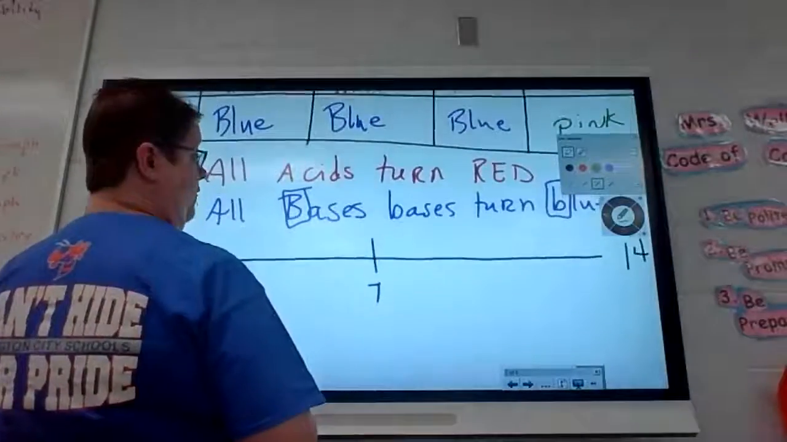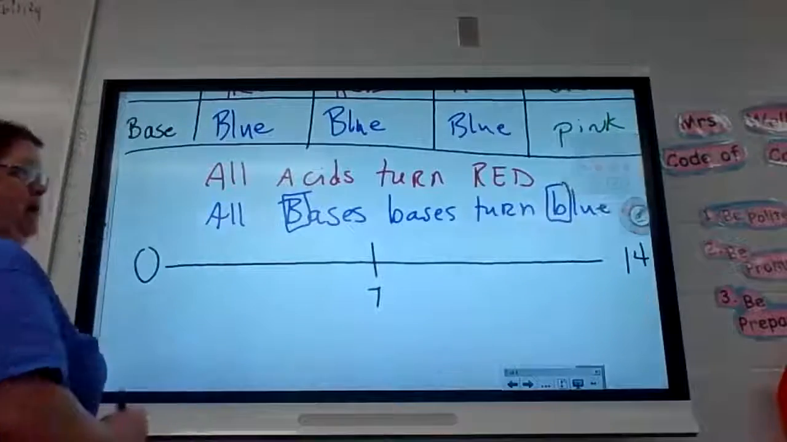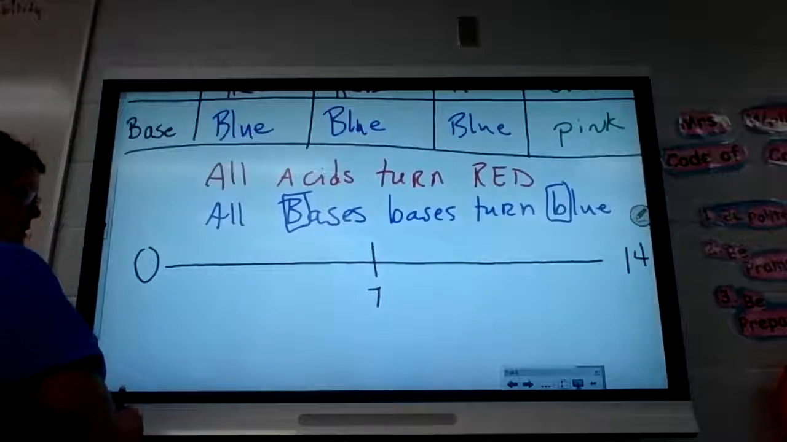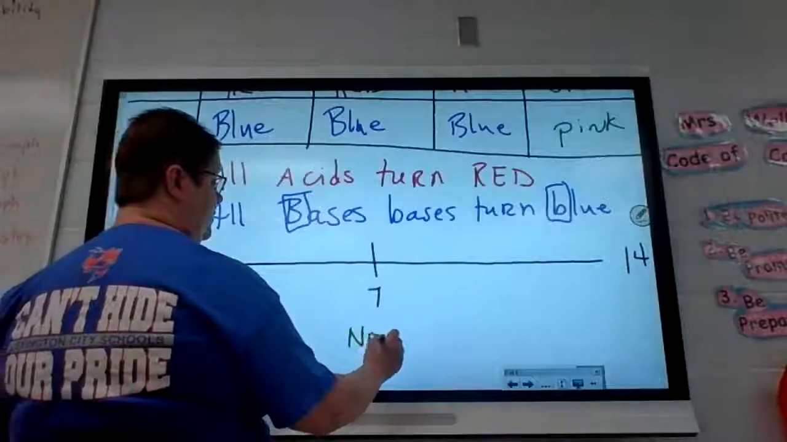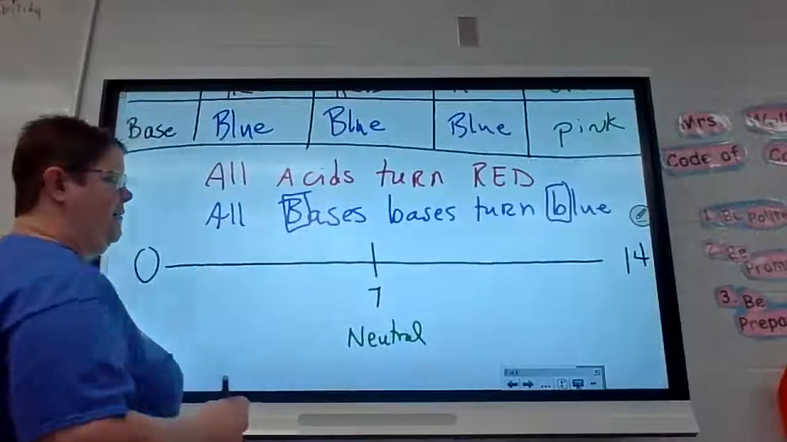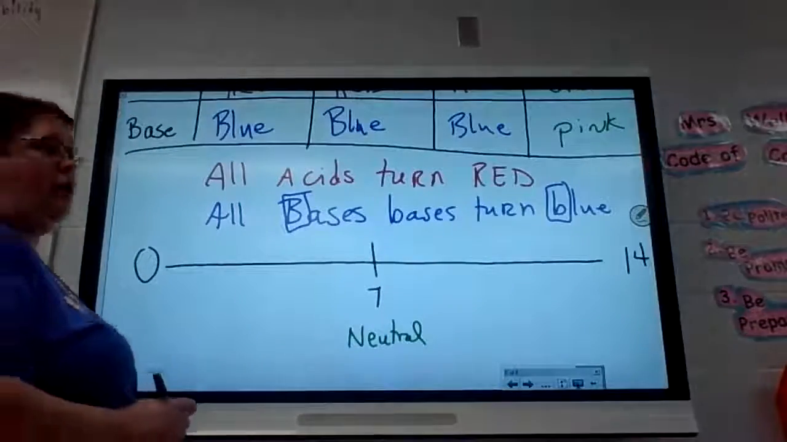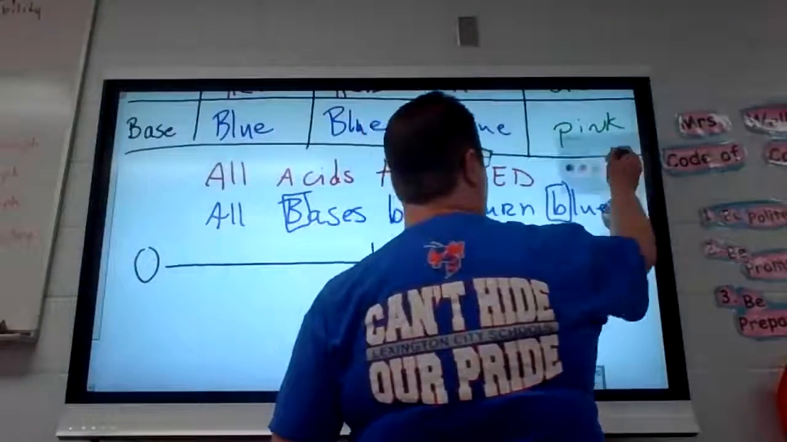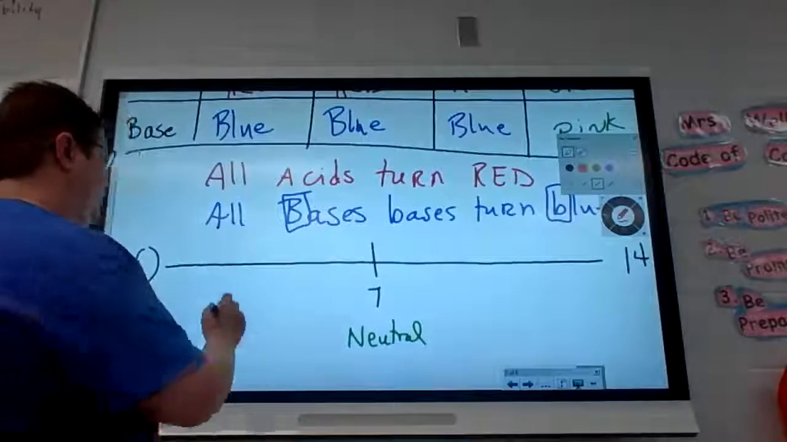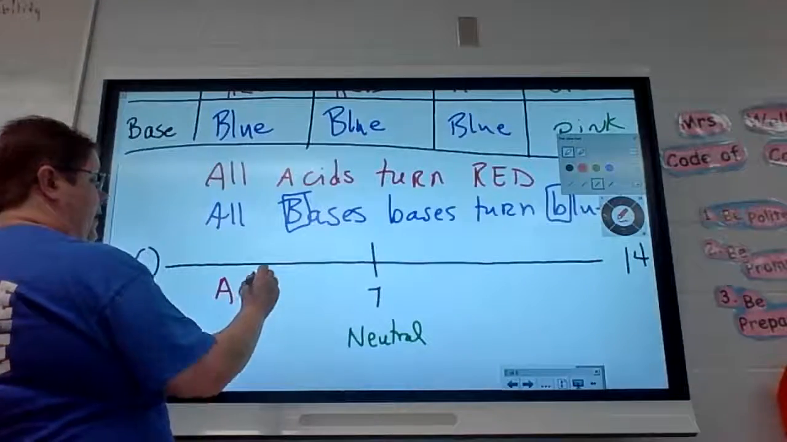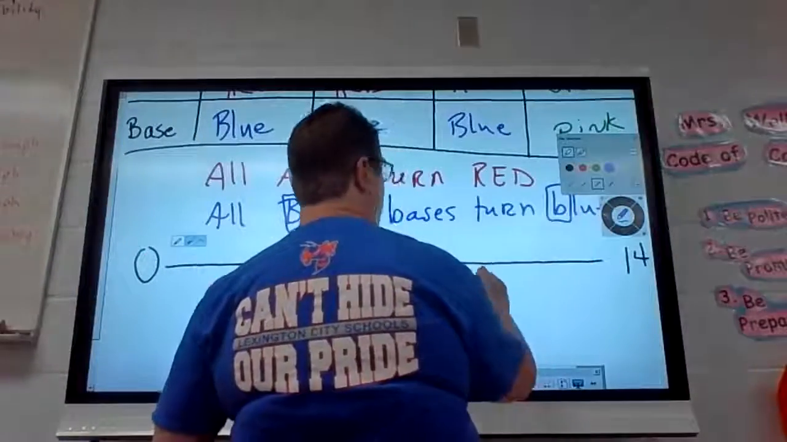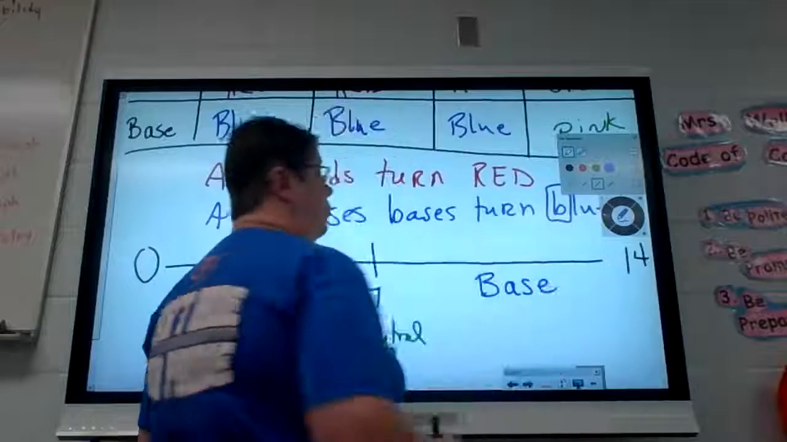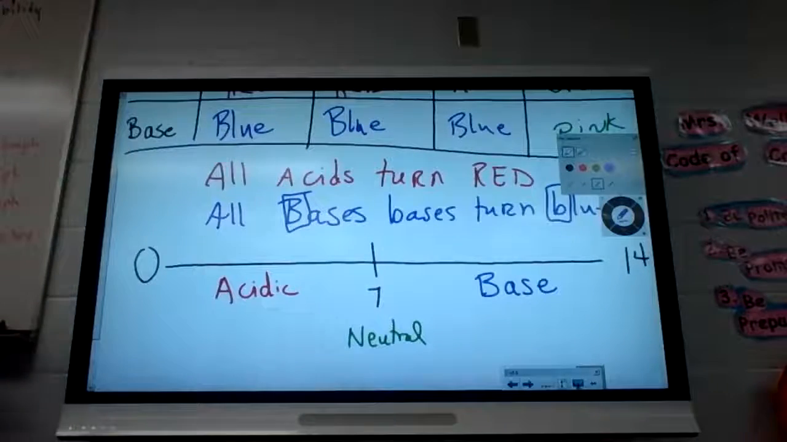I'm just trying to make it a little bigger for people in the back. 0 to 7 is acidic. 7 is neutral. For those of you who said that, you were right. For the people who said 0 to 7 is acidic, you were right. And that means 7 to 14 has to be a what? A base. Now, we will do more with that shortly. The math comes from the pH scale.